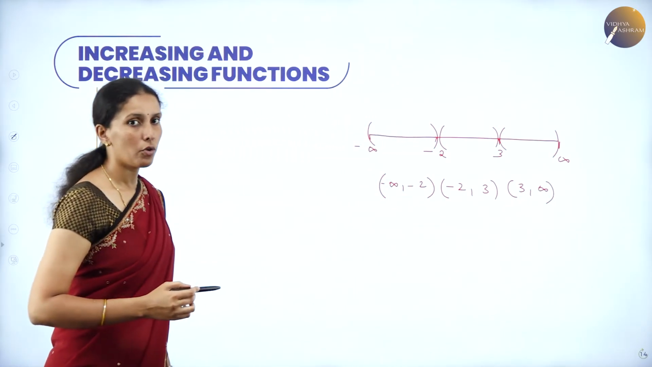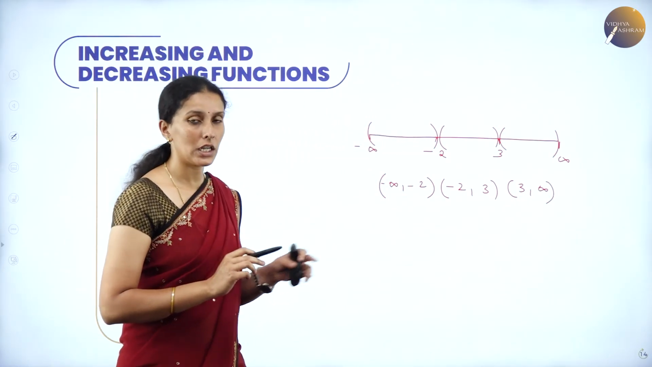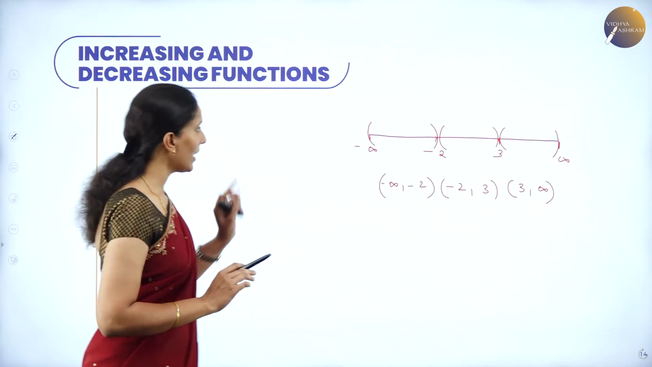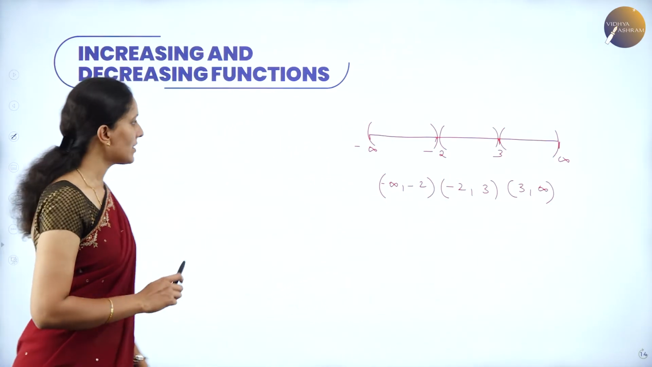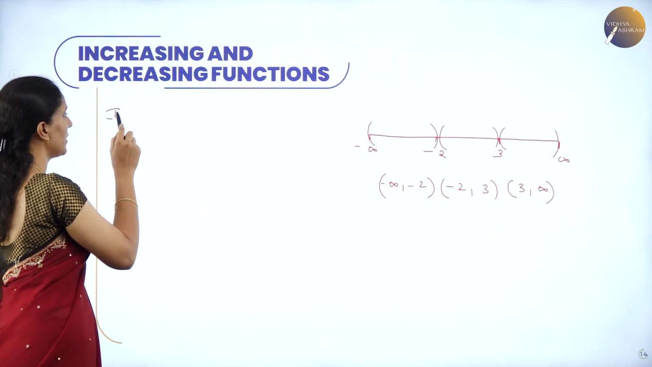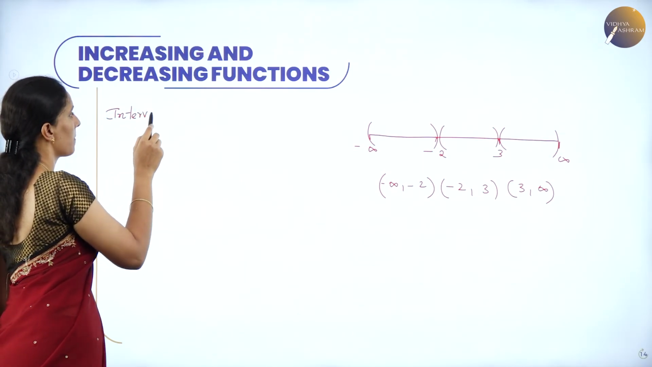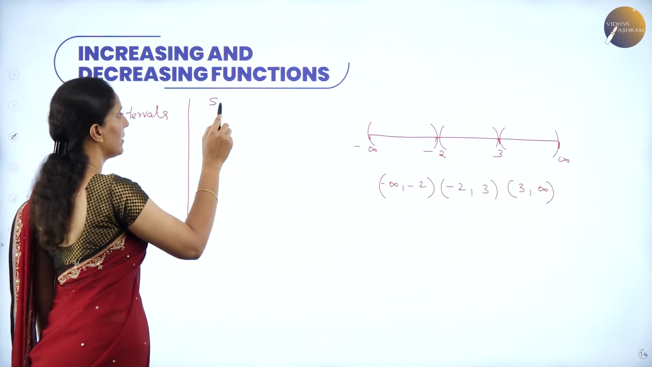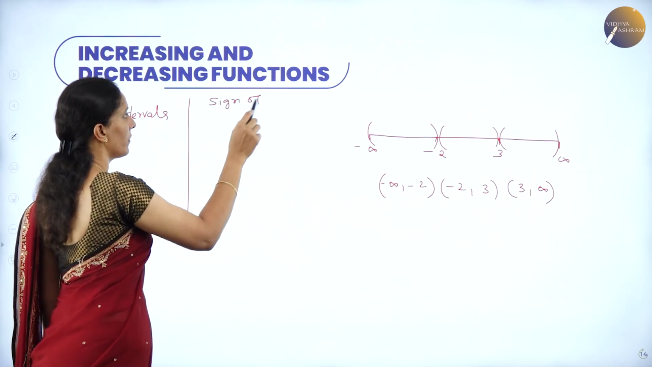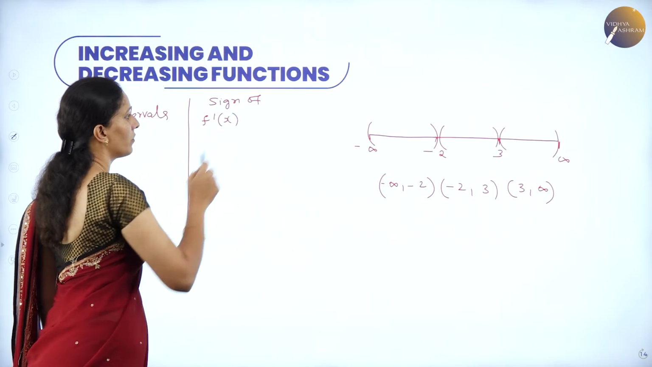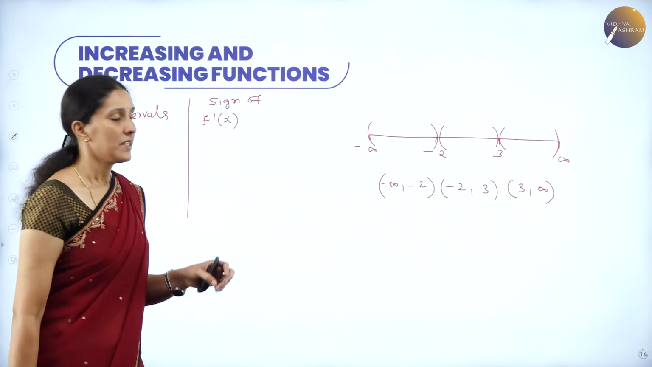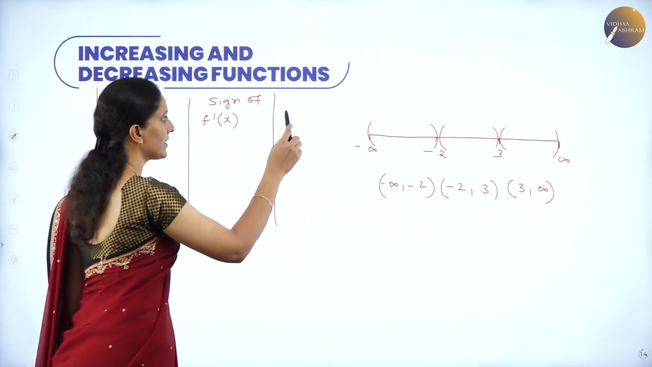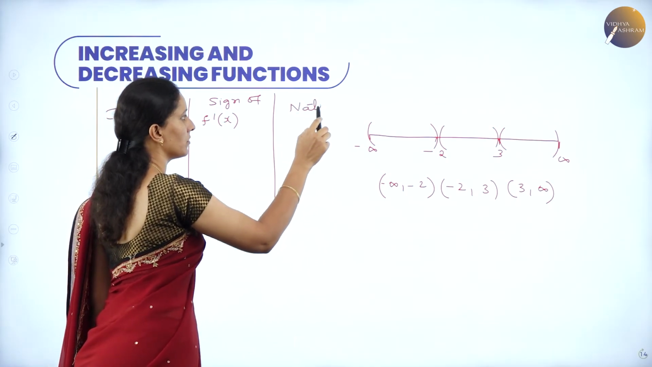Now how to find out whether the function is increasing or decreasing at these intervals? So we'll make a tabular column here. First we will write down the intervals here. Next, in this column we will write the sign of f dash of x. So what is the sign of the intervals inside here? Next here we will decide the nature of the function.